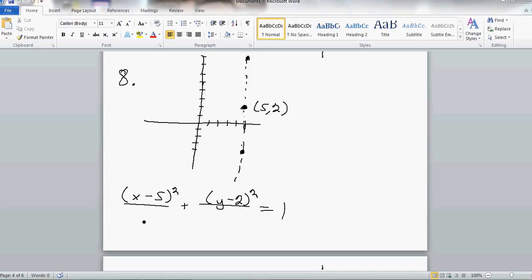Now, in order to find the equation, all we need to do is figure out what is A and what is B. We're also told the length of the minor axis is 6. So from here, we're going to have to go 3 to the right and 3 to the left. And so what our graph is going to look like, we can immediately graph it now. So I'm going to try my best, although I missed that entirely.